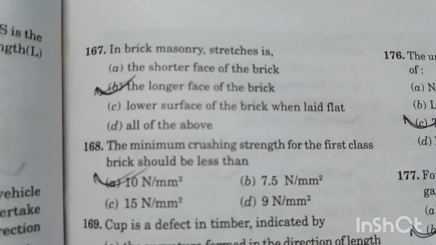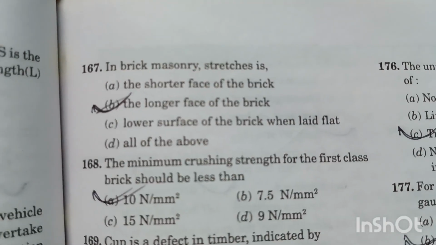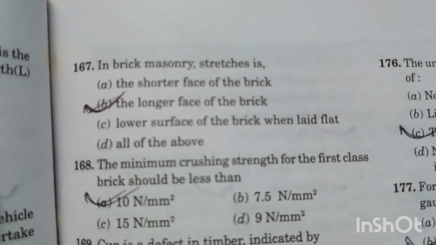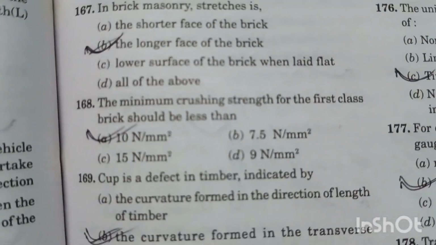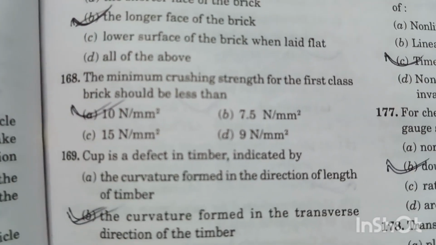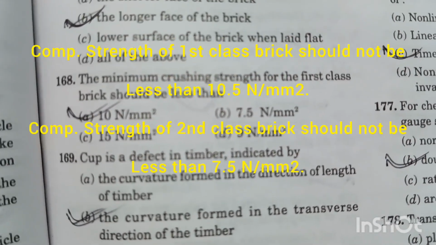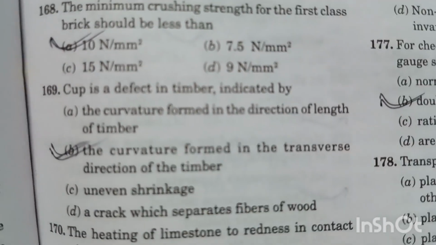Question number 167. In brick masonry, stretcher is the longer face of the brick and header is the shorter face of the brick. Option B is the right answer. Question number 168. Minimum crushing strength of the first class brick should not be less than 10.5 Newton per millimeter square. But here the nearest option is A, 10 Newton per millimeter square. Option A is the right answer.